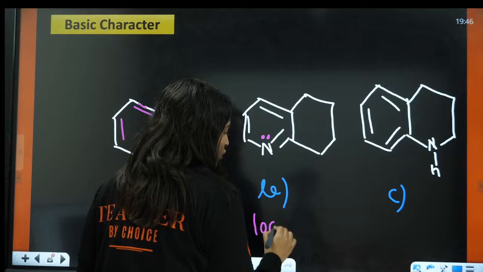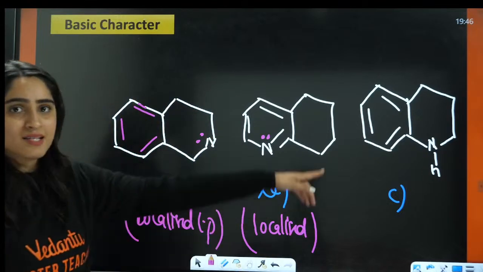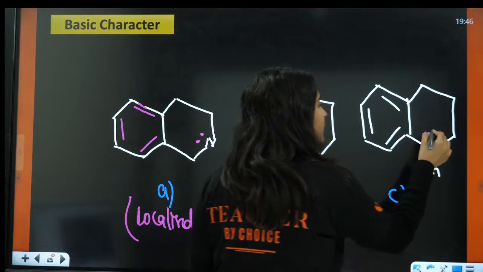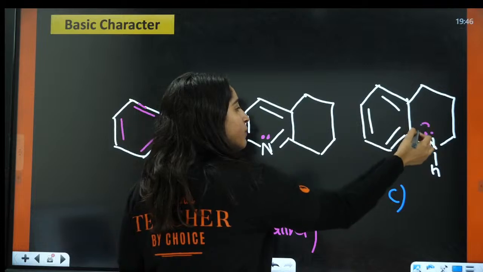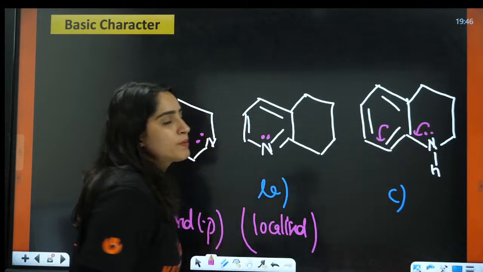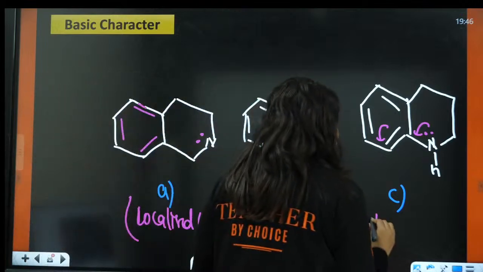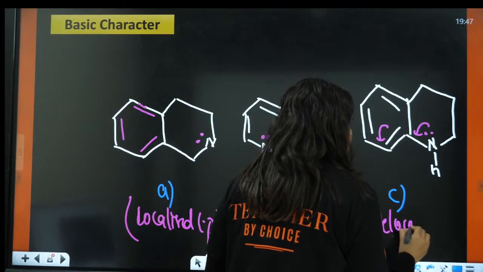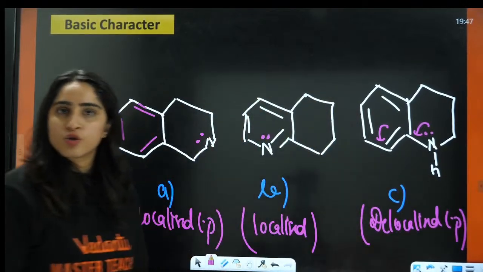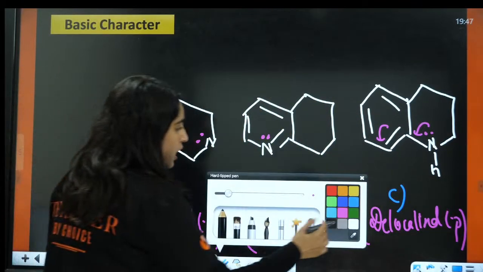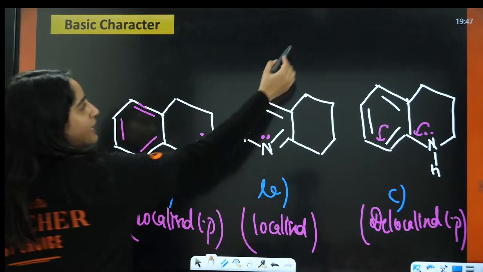In this case also, lone pairs are localized. And in the C part, this is a lone pair, then you have a single bond, then you have a double bond. That means these lone pairs will not be localized. These are delocalized lone pairs. So this will be least basic.